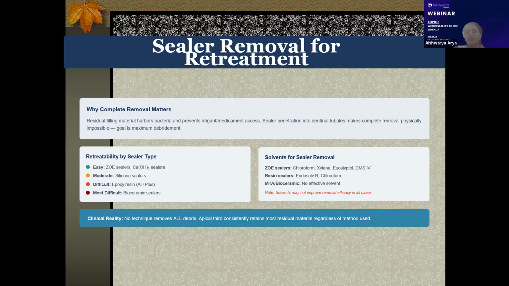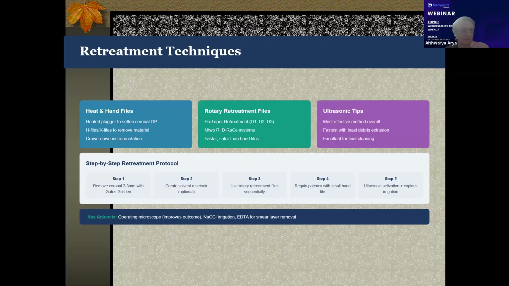So the first is, of course, chloroform and xylenes, which are the solvents that help us dissolve the zinc oxide sealers. We also have Endosolv R, which is very commonly used, and it helps in removing the resin-based sealers. And the MTA and the bioceramic sealers are very difficult and do not have any kind of effect with the solvent that is going to be present.